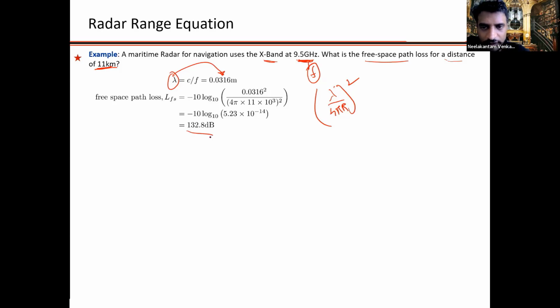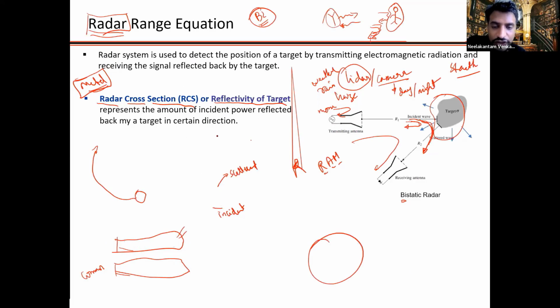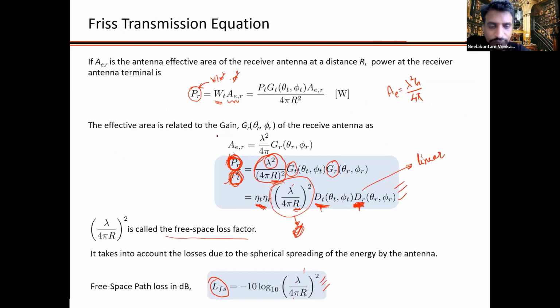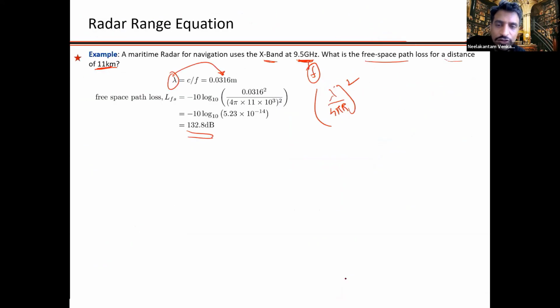You do the 10 log 10, negative 10 log 10. Essentially, you're doing this equation here. Then you get a free space path loss of 132.8 dB.